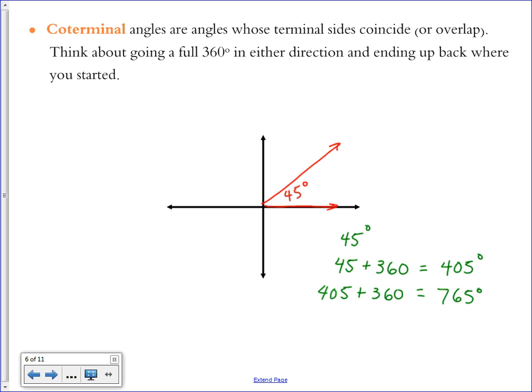It's a big angle. But I could keep going like this forever to find more and more coterminal angles that will look the same. The only thing that will be different is how many times they spun around to get there. And I can go in the negative direction. Instead of adding 360, I can subtract 360, spin the other way, and figure out, well, this is also the same as a negative 315-degree angle. Or I could subtract 360 again. That would be the same as a negative 675-degree angle. So you can find coterminal angles simply by adding 360 and continuing to add 360, or subtracting 360 and continuing to subtract 360.